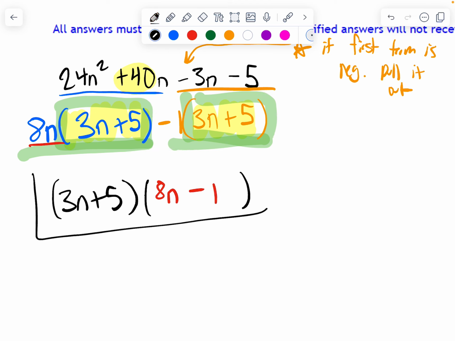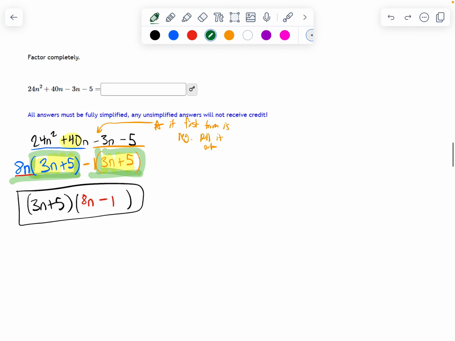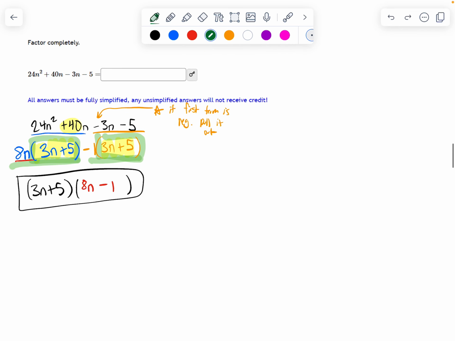There are your factors. Now, if you had a GCF, you would just put that right in front of your parentheses, if you would pulled a GCF out in the beginning. But there you go. That's factoring by grouping, with all the steps and all the explanation.